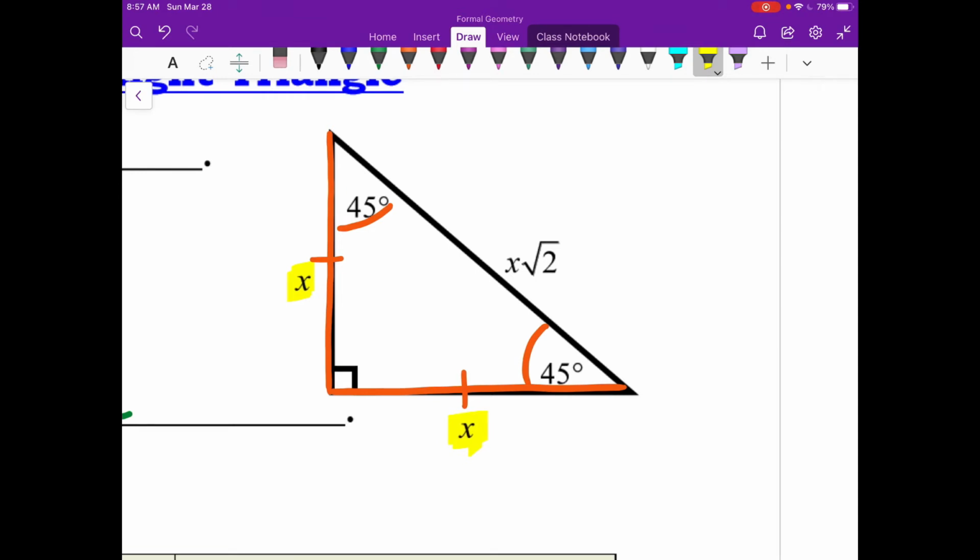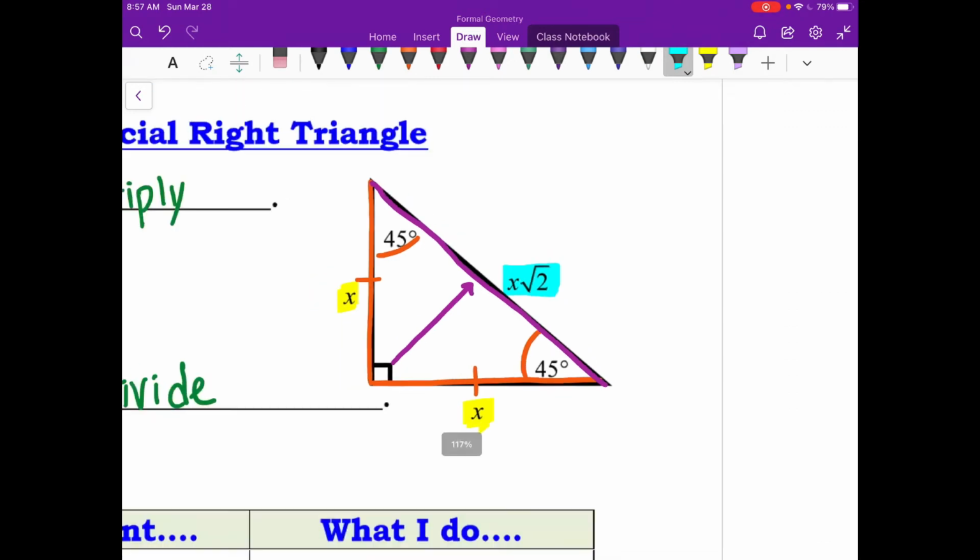Now the hypotenuse, or the side across from my 90, my longest side right here, in a 45, 45, 90 degree triangle, it will always follow this pattern. It's going to be x times the square root of 2, always. So the leg length times square root of 2.